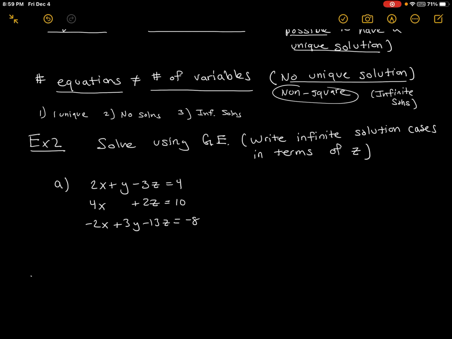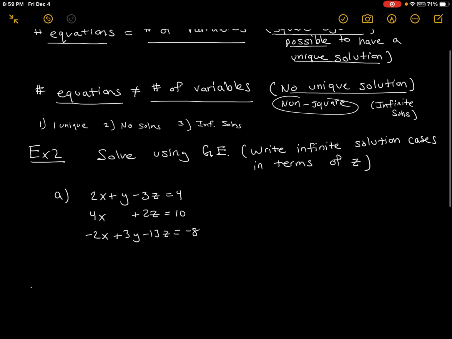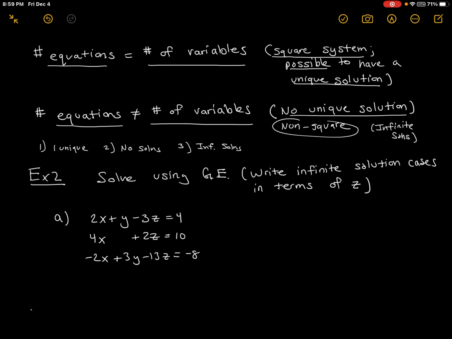All right, so let's take a look at this one. If I ask you, is this a square system or non-square system? You would say it's a square system because you have three unknowns and you still have three equations. So it's not a non-square system. But just because it's a square system doesn't guarantee that you have a unique solution, right? It says it's possible to have a unique solution. So this looks kind of weird, right? Because you're missing a y here. But that's okay, you could still put it in row echelon form, even if it's missing something here.